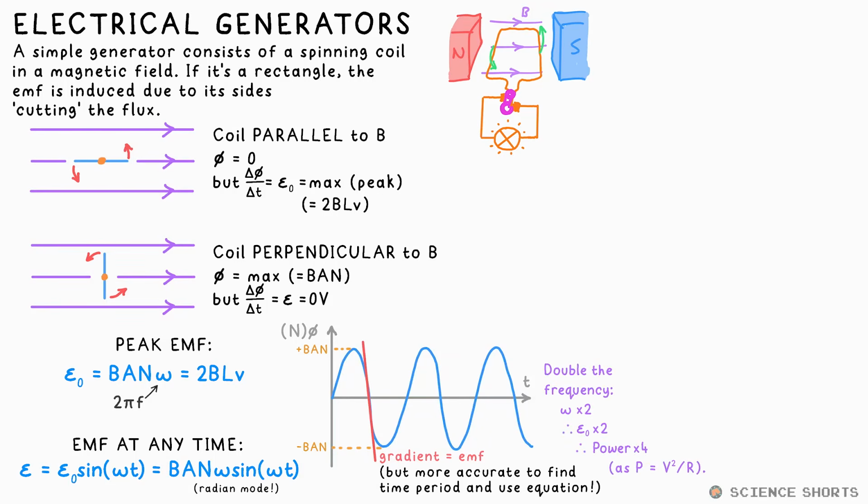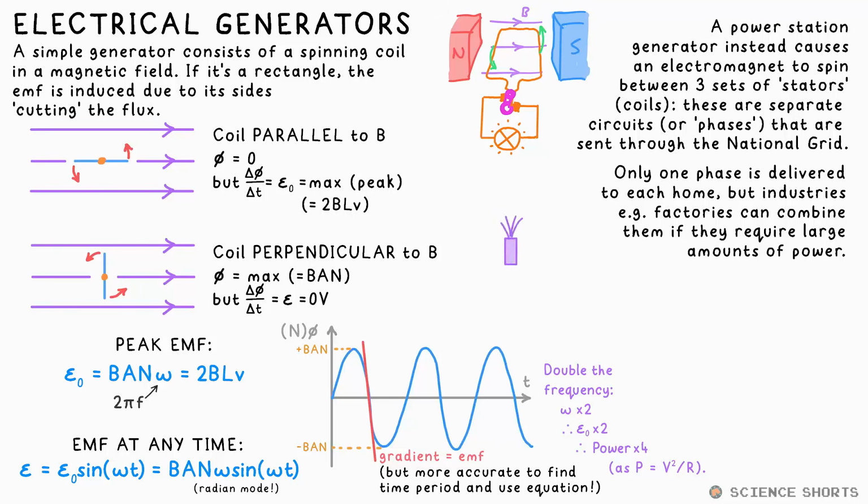Don't forget that whenever you use sine or cos for spinny things, they have a pi in, so we have to use our calculator in radian mode. In a power station, instead of a coil spinning between magnets, they have an electromagnet spinning between 3 pairs of coils called stators. These produce 3 separate currents that go off to the national grid. That's why you have more than 2 wires running along pylons.